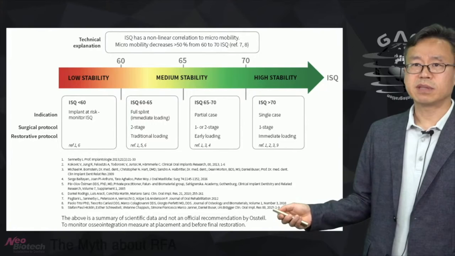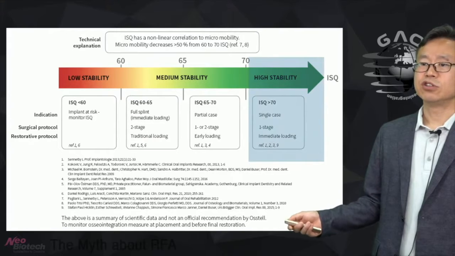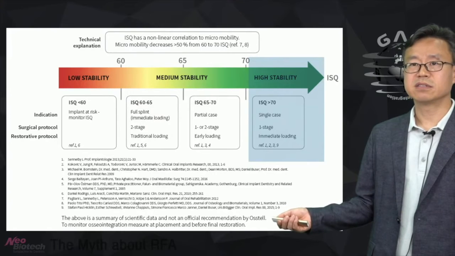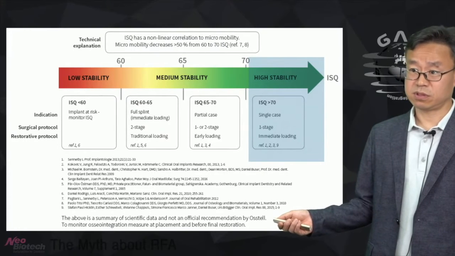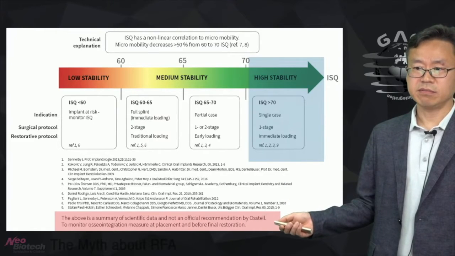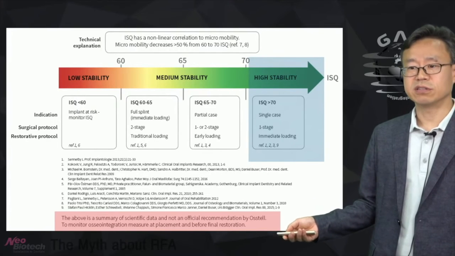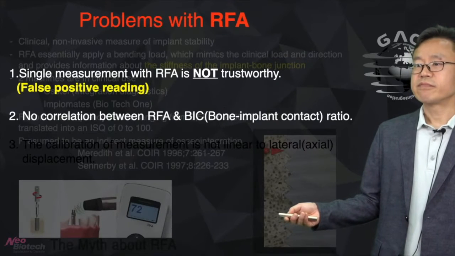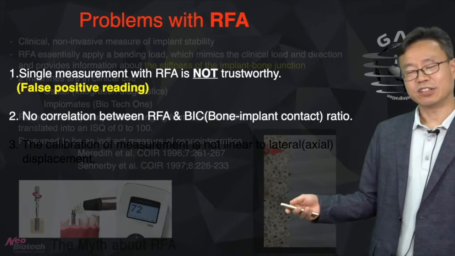Okay. Back to the same diagram. When ISQ is above 70, it says you can do immediate loading for single tooth. Does everyone buy this? No offense, but I don't think I can follow this guideline personally. And at the bottom of this diagram, it also says it's not an official recommendation by Osstell. It's like CYA, cover, you know.